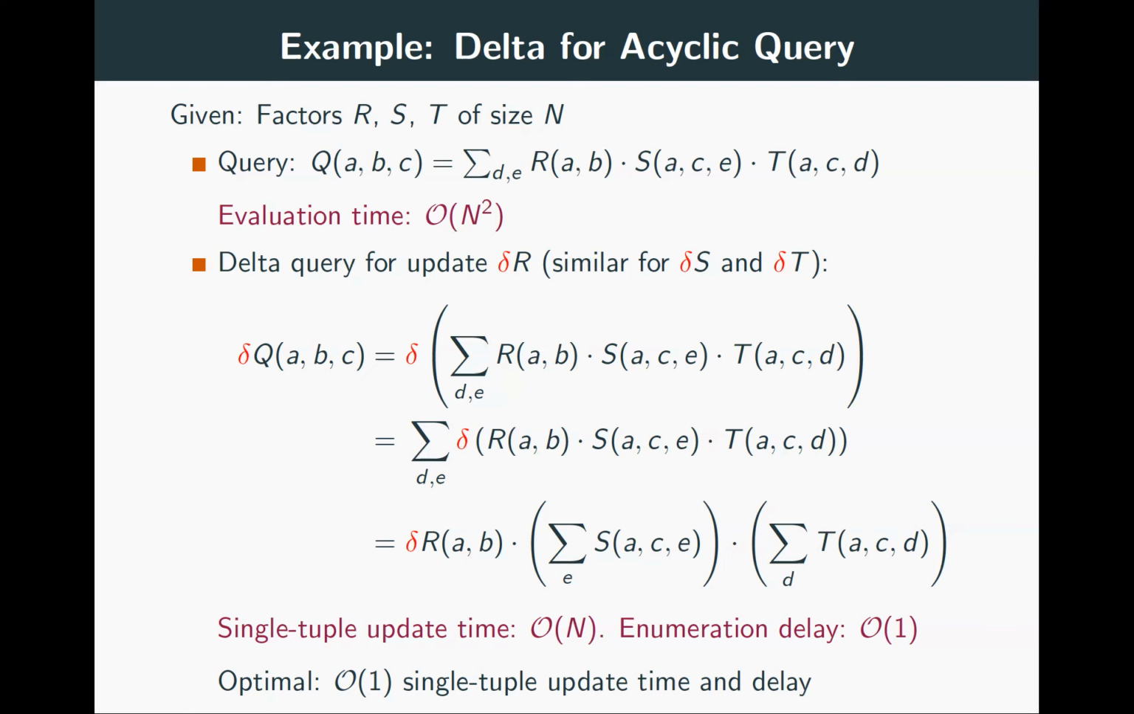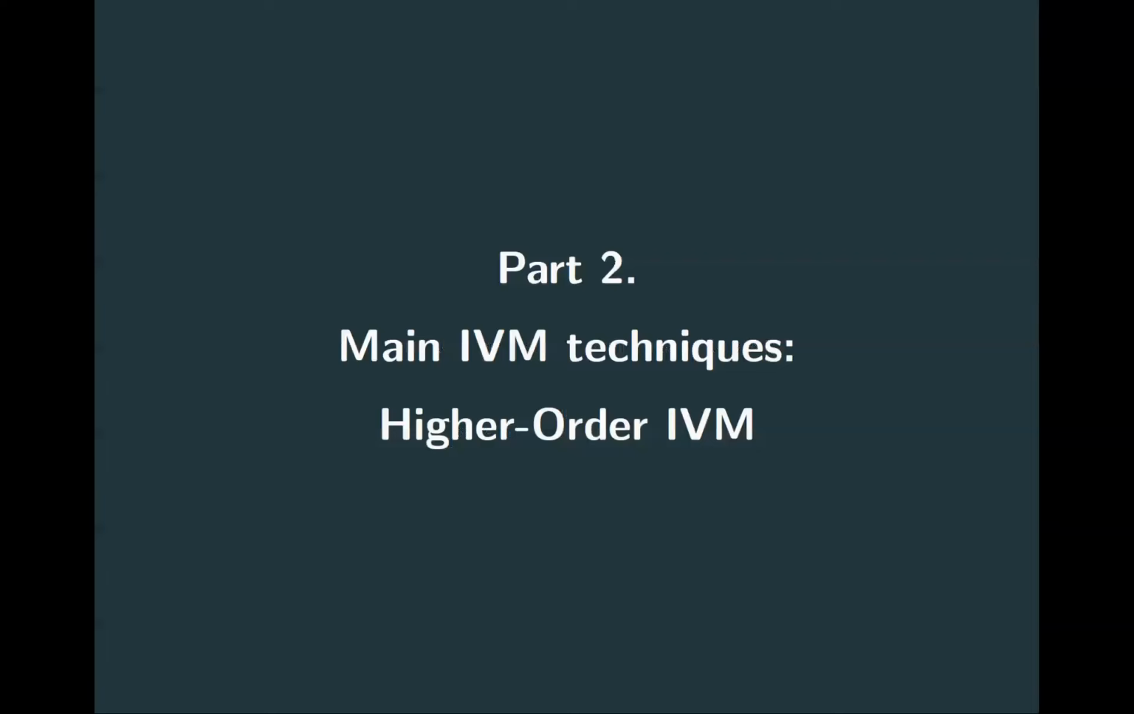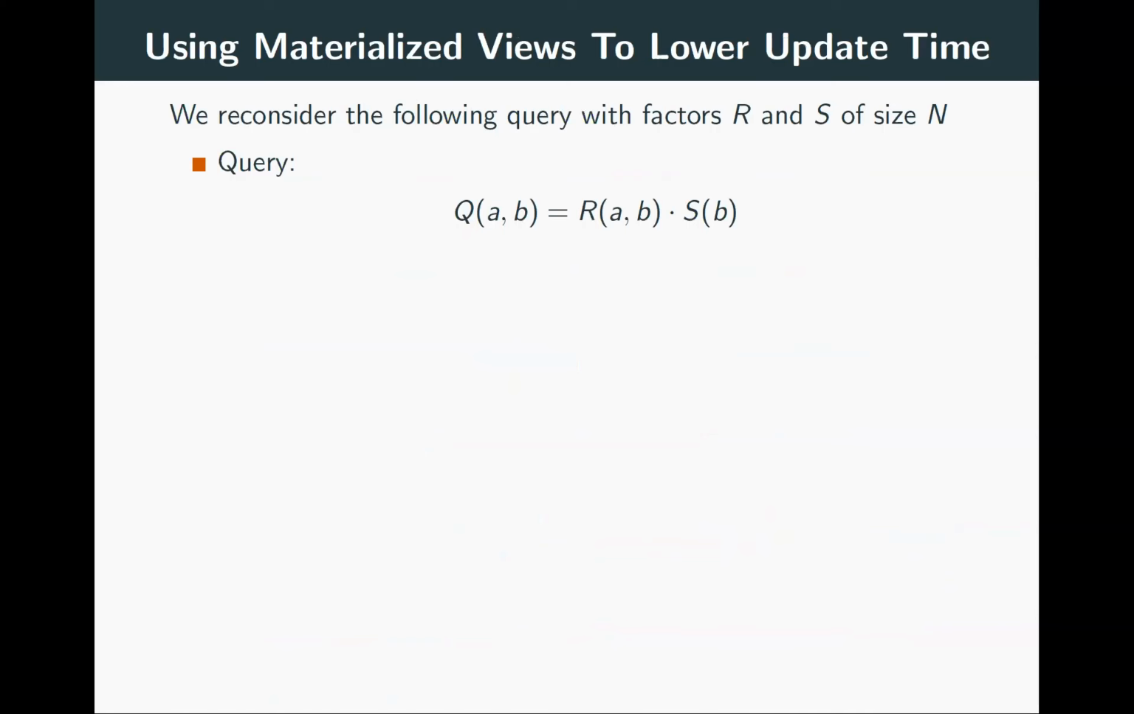So the question is, how can we achieve that? We want to achieve this using additional storage, which is the promise I made you last time, and that leads to so-called higher order IVM. I'll explain in a second what this higher order means. But first, let's see how using a materialized view can in fact lower the update time in that case. So assume for the time being this simple query, and then we come to the other.